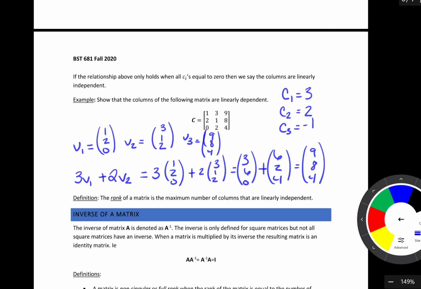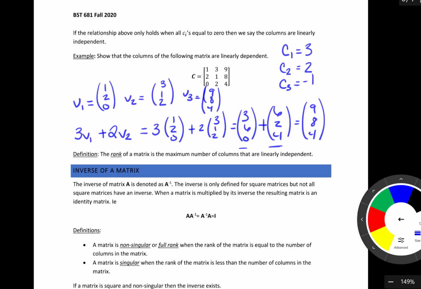Because notice, if I take c1 times vector 1 plus c2 times vector 2, and then I subtract off my third vector, that would be equal to 0. The rank of a matrix is the maximum number of columns that are linearly independent.